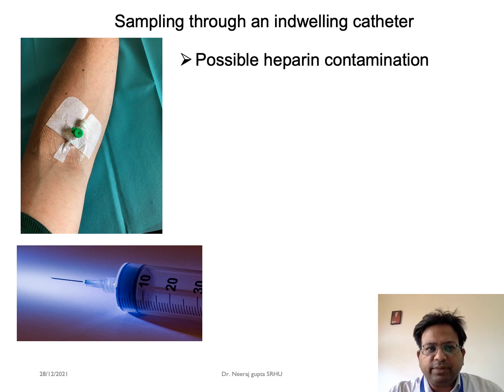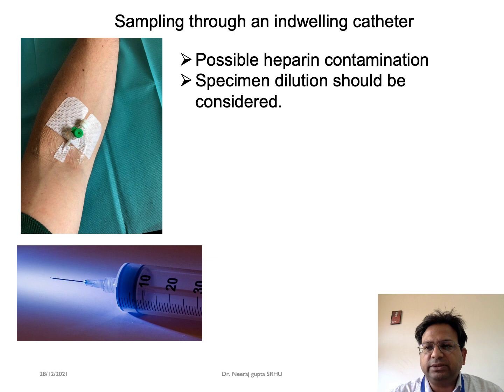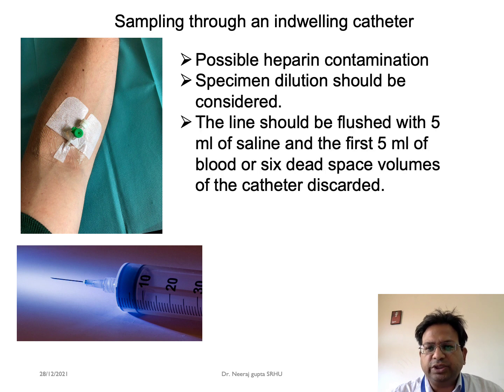One must avoid sampling through an indwelling catheter. But if in some circumstances the blood must be drawn through an indwelling catheter, possible heparin contamination and specimen dilution should be considered. The line should be flushed with 5 ml of saline, and the first 5 ml of blood or 6 dead space volumes of catheter should be discarded.